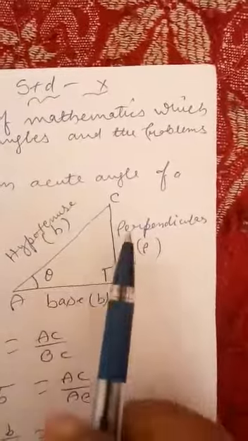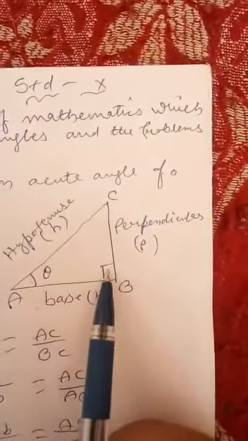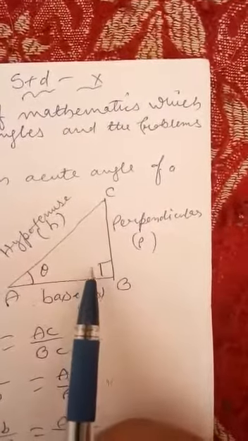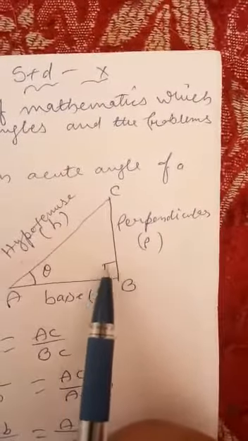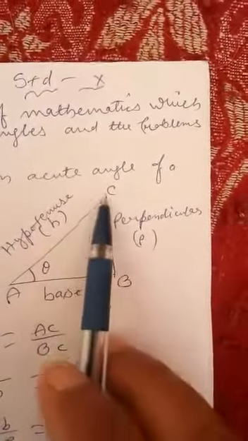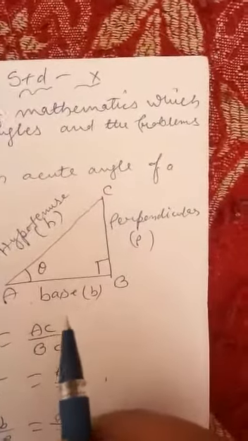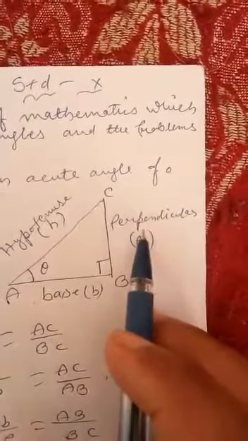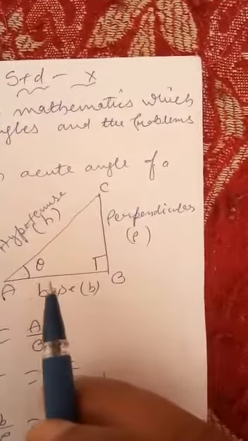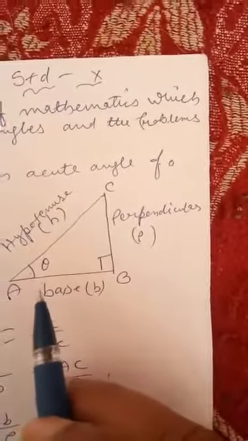Dear students, here there are 3 sides you see. Suppose I have taken B equal to 90 degrees. Then the side opposite to the right angle is called hypotenuse. So AC is hypotenuse. Now of AB and BC, one can be base and another can be perpendicular. That depends upon the acute angle, which acute angle we want to use over here.